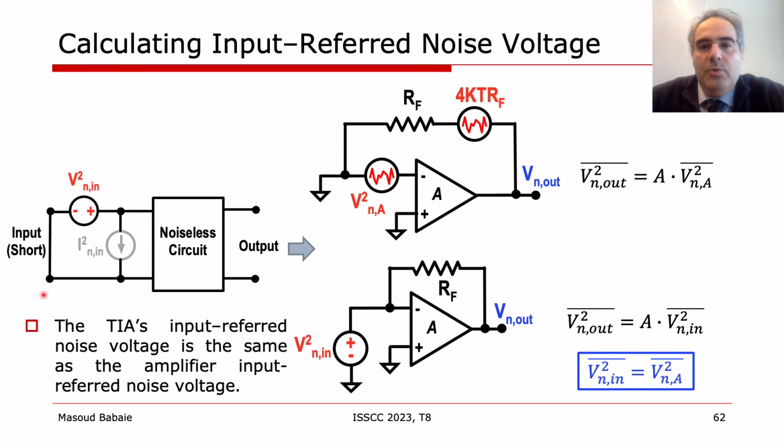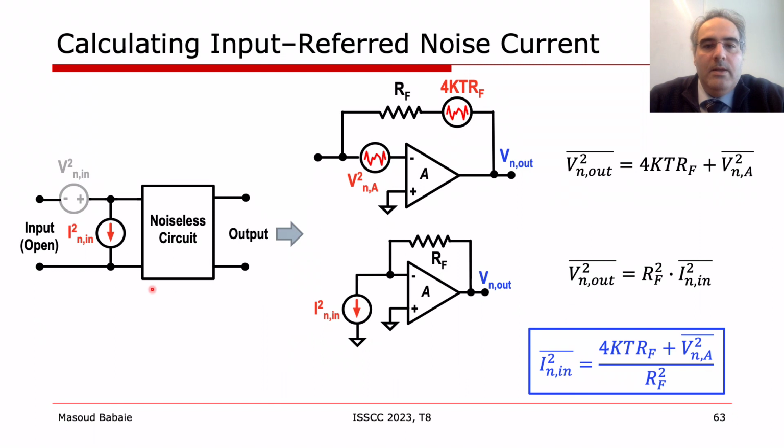To calculate the input referred noise voltage, we should consider a source impedance of 0. In this way, the input referred noise current flows through the voltage source and does not affect the output. By following the calculations shown in this slide, the input referred noise voltage is equal to the amplifier's voltage noise. To calculate the input referred noise current, we should consider a source impedance of infinity. In this way, the input referred noise voltage does not affect the output.